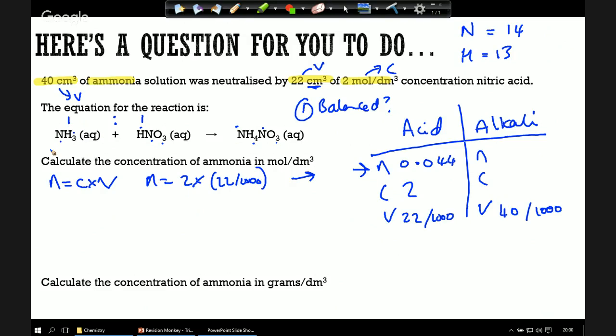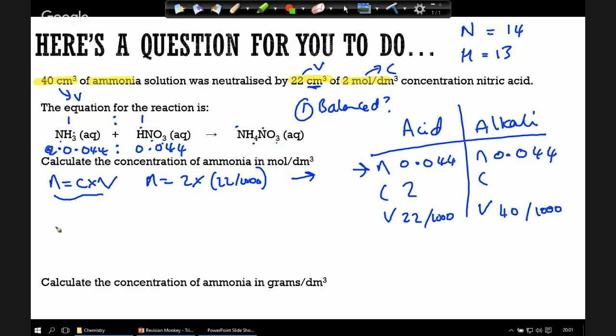We've got, in our question, 0.044 moles of nitric acid. So because it's a ratio of 1 to 1, we must also have 0.044 moles of ammonia. So we can fill in this part of the table, 0.044, and then we need to work out our C.